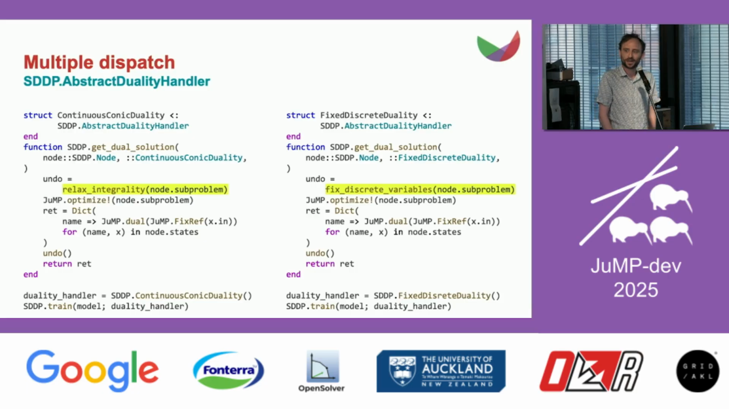We also use multiple dispatch to control how we compute duals of models with integer variables. And we use a couple of JuMP features here, such as relax integrality. We solve the problem with integer variables, then relax all of the integrality, solve the problem as an LP, and take those duals. Or we can solve the problem as a MIP, fix the integers, then solve the LP with the fixed integers, get those duals, and then use them. Although when we use the fixed discrete duality, there's another step where we have to adjust those duals to make them valid, but we won't go into that.